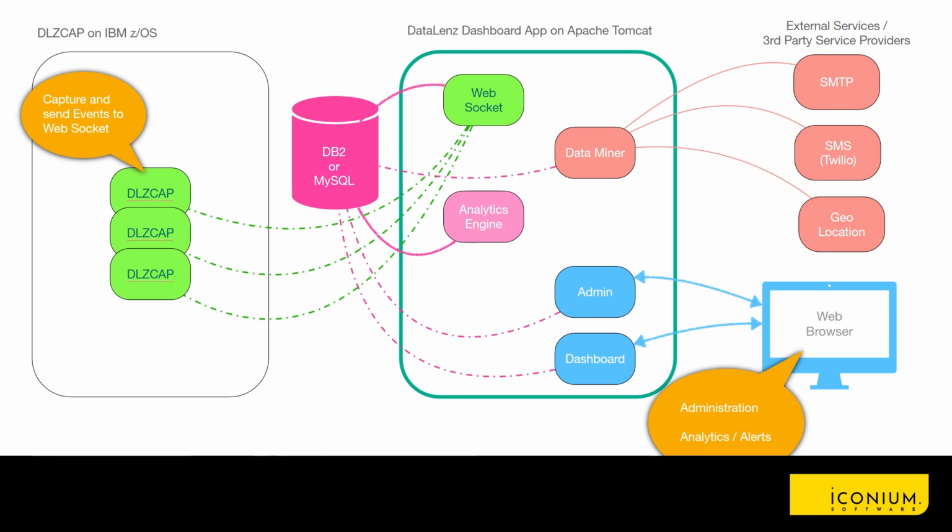The miner portion can reach out to third-party service providers to do SMTP for email, SMS, and geolocation. We also have an embedded geolocation database as a configuration option, but in this case we're reaching out to a service provider, and then that serves up the information to a web browser that Steve's been showing you throughout this. The administration, the analytics and alerts are all brought through here. We have multiple ways to configure. It's really flexible to do.